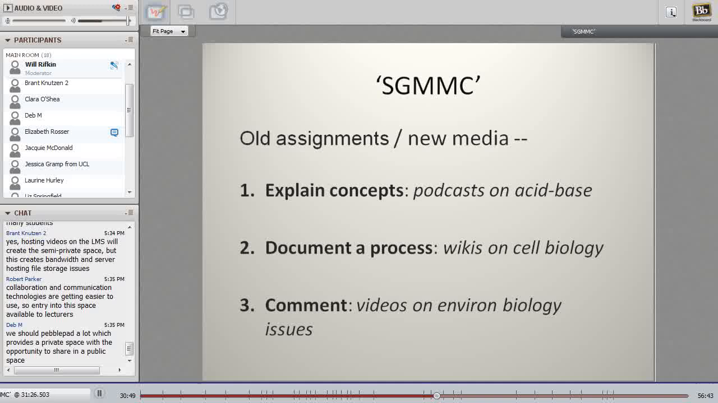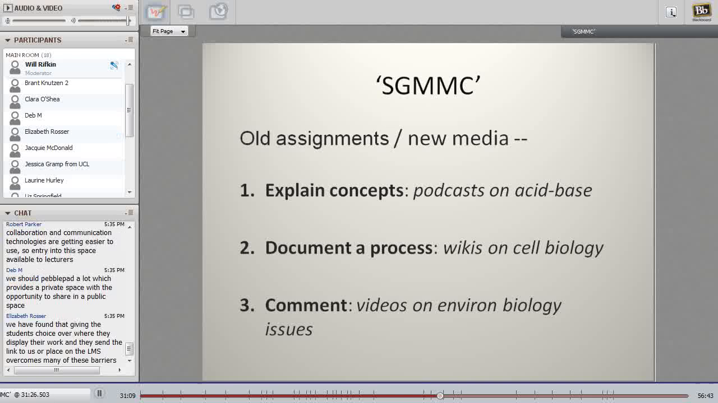Second kind of assignment, documenting a process, such as you might do in a lab report. A colleague at the University of New South Wales had students making wikis on laboratory techniques and cell biology. So they were finding information on the web and accumulating that in a central place. And because they were the authors, the notion was they were getting more engaged with the content. The third thing would be commenting. For example, students creating videos on an issue in environmental biology, as in the University of Queensland first-year biology class.